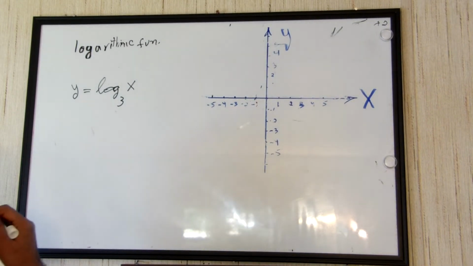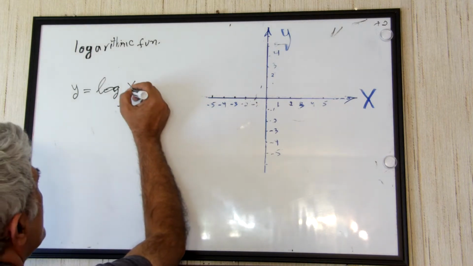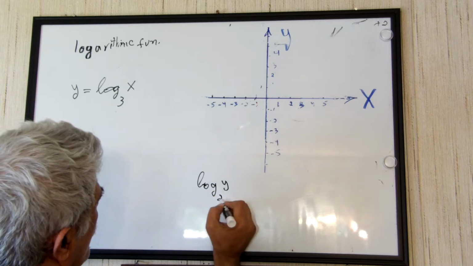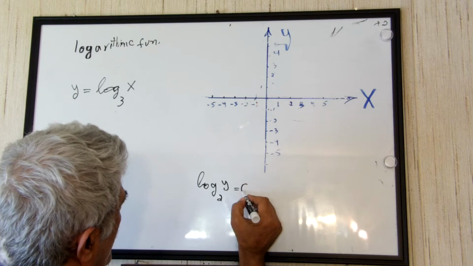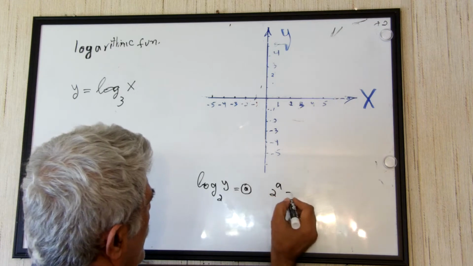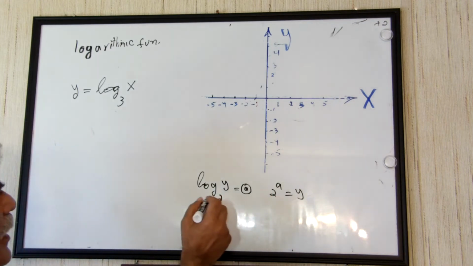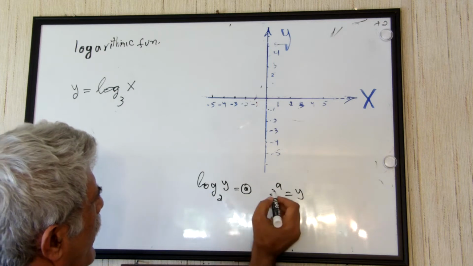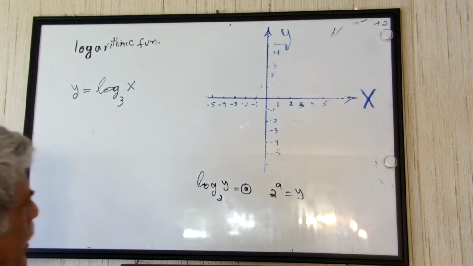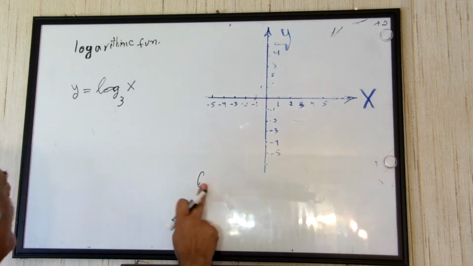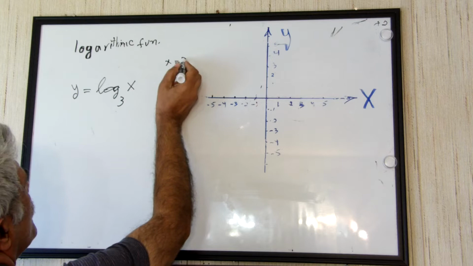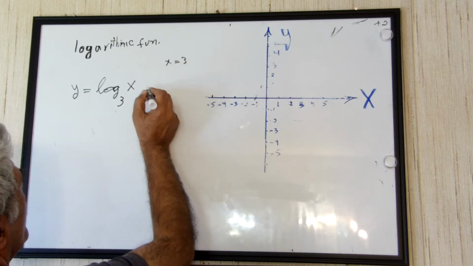So what we do is choose x. Say y equals log, for example, base 2. 2 to the power of a is going to be y. Y actually is the result of the exponential number. So x here is actually 3 to the power of something, and that is going to be x.